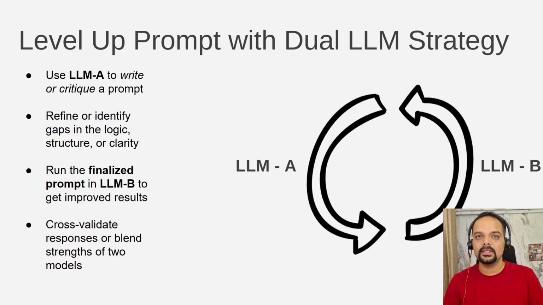The bonus tip is to use LLM-A for generating a prompt for LLM-B. I'll give an example of Gemini and ChatGPT. So go to Gemini and ask it to generate a prompt based on that idea. Then you critique and reiterate on that prompt. Now take that prompt from Gemini and paste it in ChatGPT.